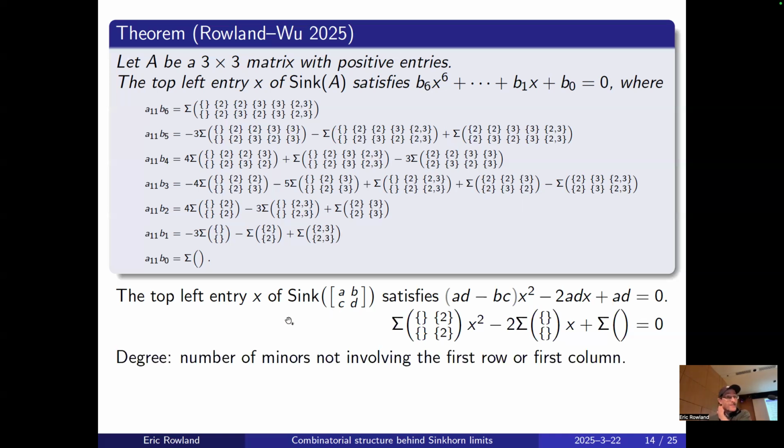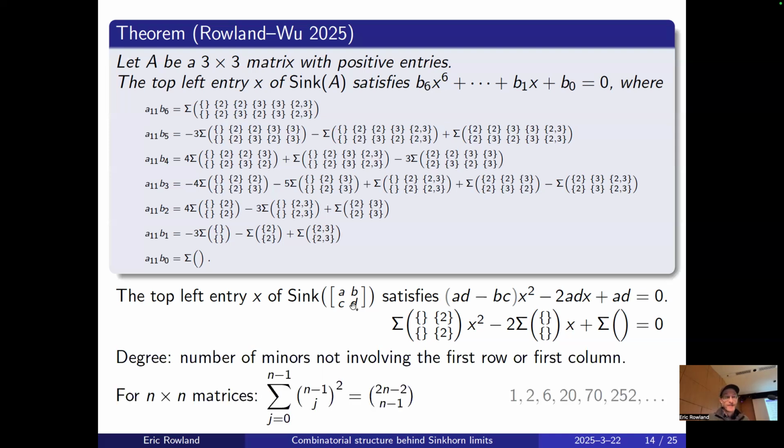In particular, why was the degree 6 here? It's because there were 6 minors that don't involve the top left entry. More precisely, the 6 minors that don't involve the first row or first column is the more correct way to say that. And for 2x2 matrices, how many minors are there that don't involve the first row or first column? There's 2. There's the 1x1 minor here, and there's the empty minor.